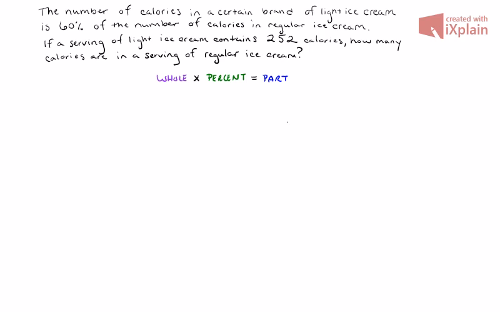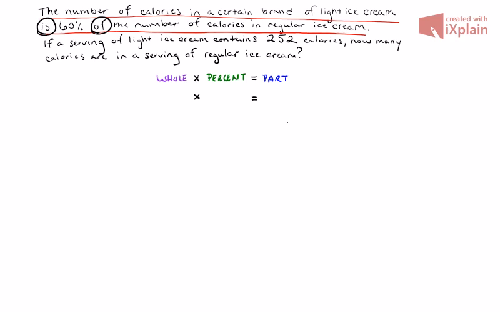So what I want to note is I'm going to focus on this first sentence again. I'm going to try to color code what I think is describing the part, what is describing the whole, and what is describing the percent. So the number of calories in a certain brand of ice cream is 60% of the number of calories in regular ice cream. So what I want to note here is that the word "is" and the word "of," respectively, the word "is" refers to equals, the word "of" refers to multiplication.